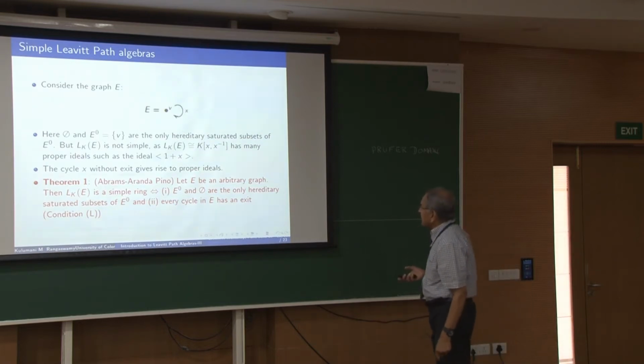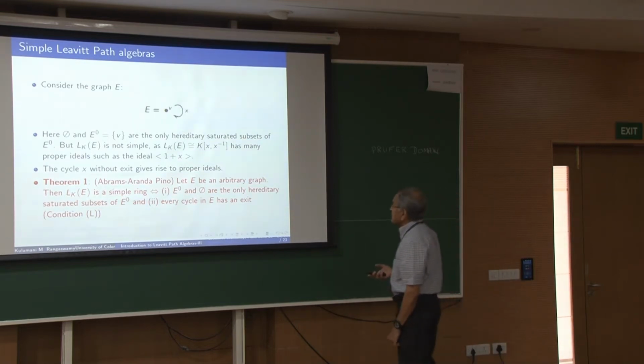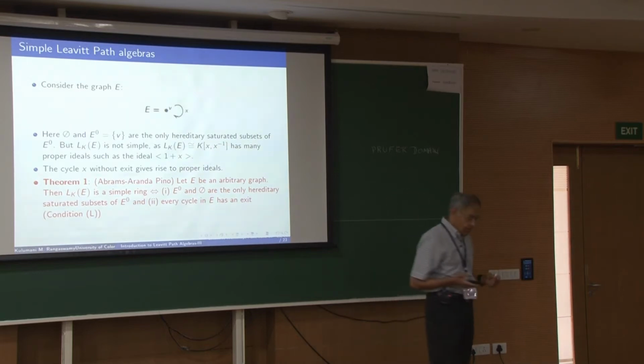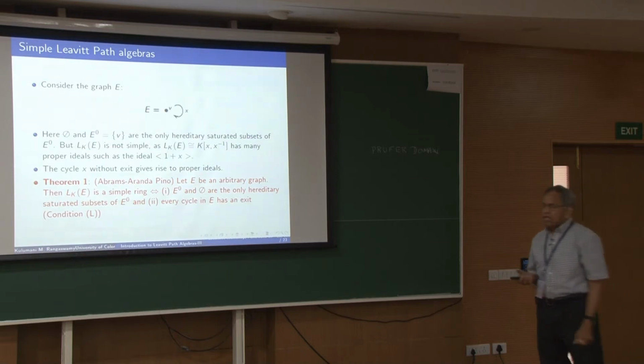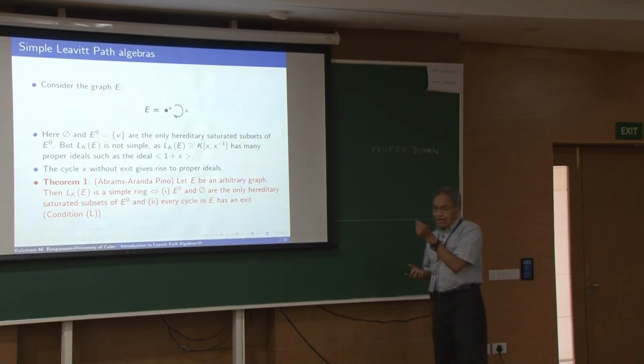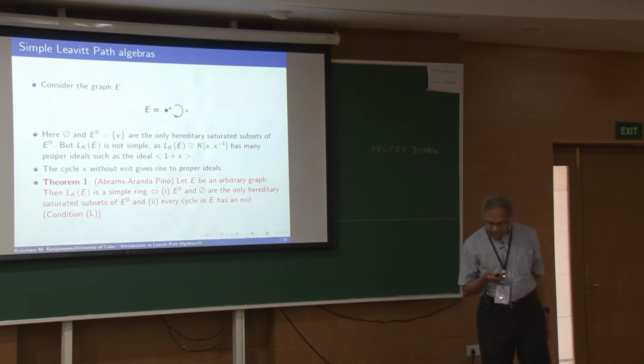Sometimes the condition that E^0 and the empty set are the only hereditary sets is also called cofinal. As you see, you may be using that word because that is equivalent to another graph property. I don't want to go into that here.